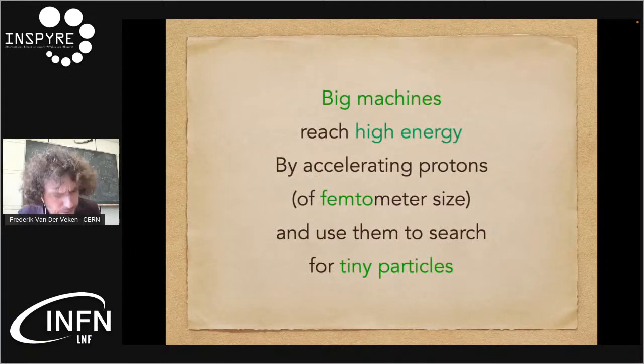So the basic idea in particle physics is that we have big machines reaching high energy by accelerating protons, for example, here, protons which are of femtometer size, and we use them to search for tiny particles. As a general rule, you have seen the smaller we go in the scale we're looking at, the bigger the machine becomes. So this LHC thingy is 27 kilometers. That is quite big for a machine, I think you agree.